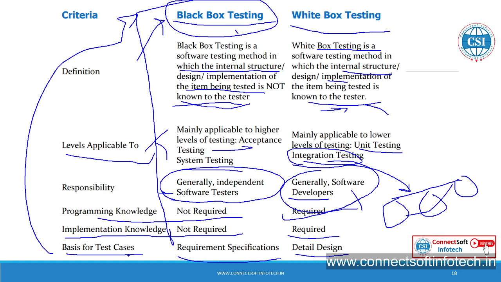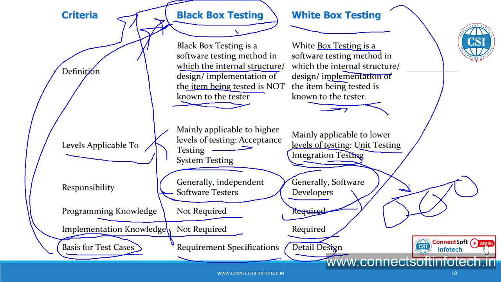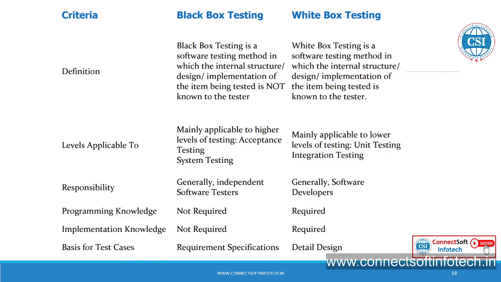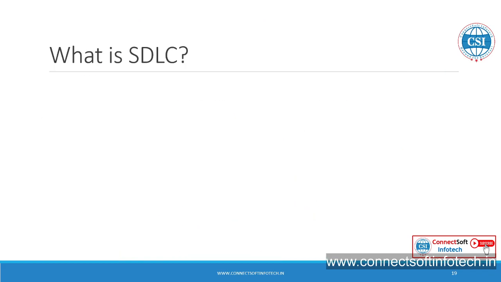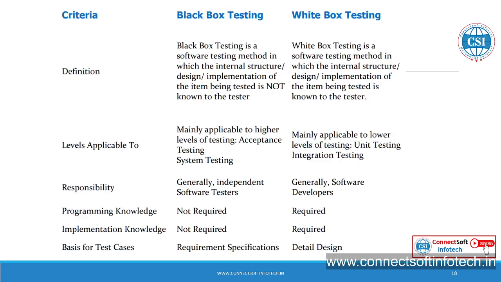On the basis of the test cases, we can do black box testing. And then we require the detailed design to do white box testing. So the basis of the test cases is the requirement specification, and the developer requires detailed documentation, right? So this is about black box and white box testing.